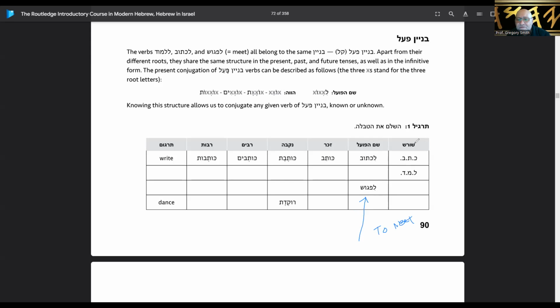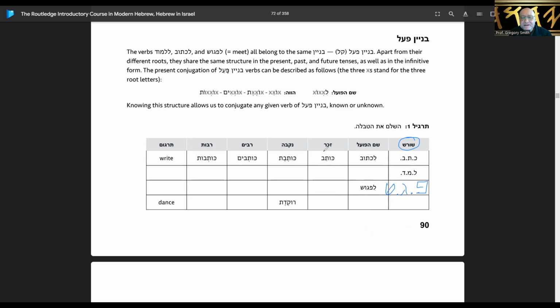So now we have to figure out what the shoresh is based upon this. Well, it's not going to be the lamed, because that's the preposition, to. So it's going to reside somewhere in here. I think probably it's going to be the pay, and the gimel, and the sheen, pagash. Okay, so we should have pay, gimel, sheen for the shoresh. Now, what do we do here?